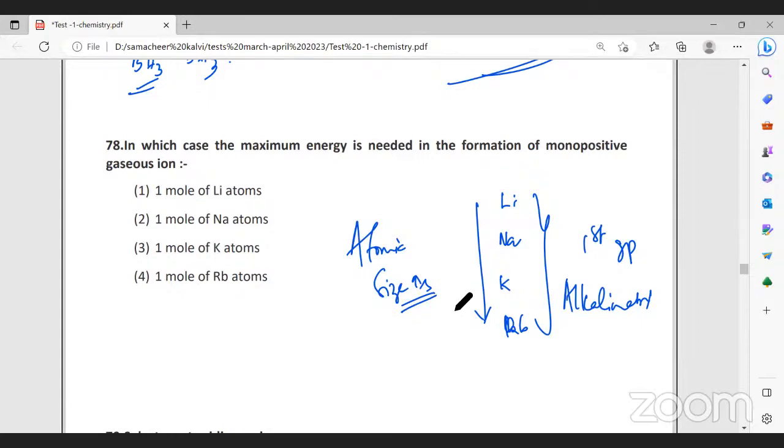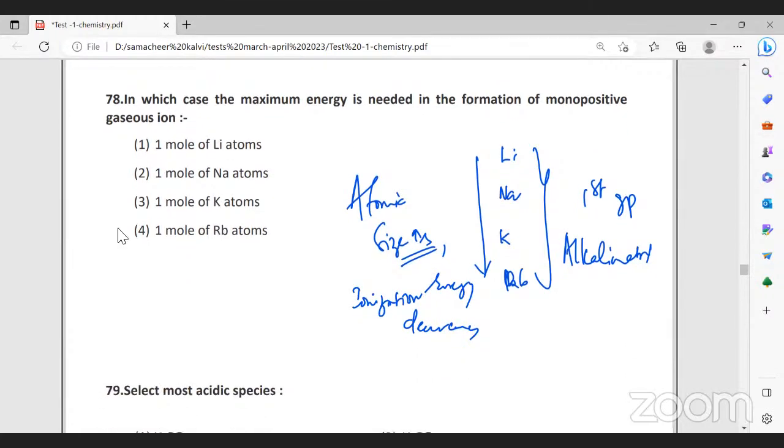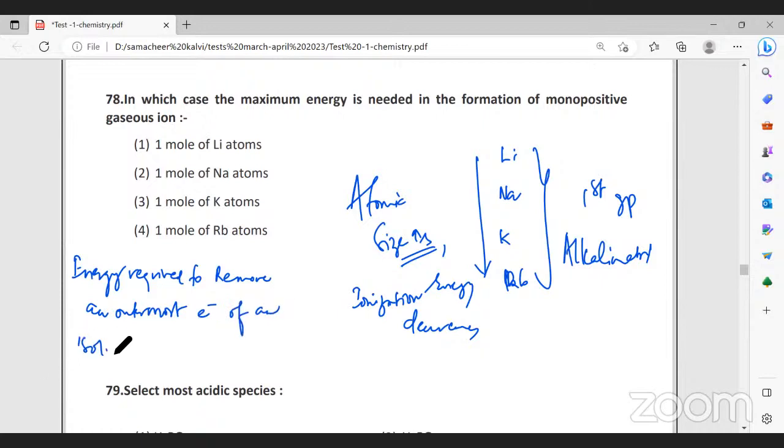As atomic size increases, ionization energy decreases. What is ionization energy? Ionization energy is the energy required to remove an outermost electron of an isolated gaseous atom.